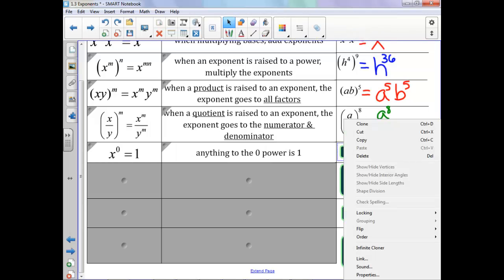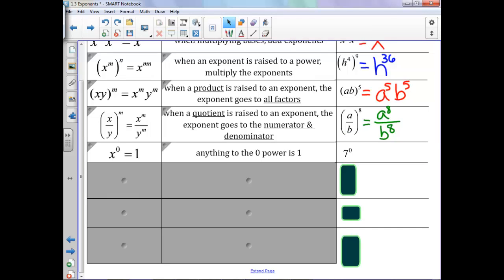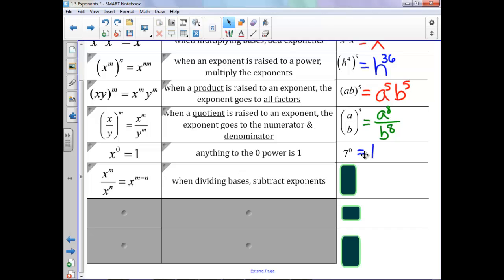Next up is an easy one to remember. Anything to the 0 power is 1. So 7 to the 0 power is 1. Alright, when you divide bases, we subtract exponents. So for our example, this will be d to the 7th, because 10 minus 3 is 7.